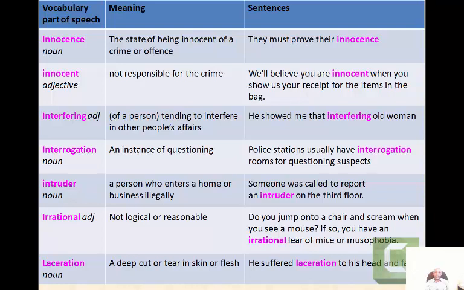Irrational, adjective. Not logical or reasonable. Example, do you jump onto a chair and scream when you see a mouse? If so, you have an irrational fear of mice, or musophobia. Laceration. This is a deep cut or tear in skin or flesh. Example, he suffered lacerations to his head and face.